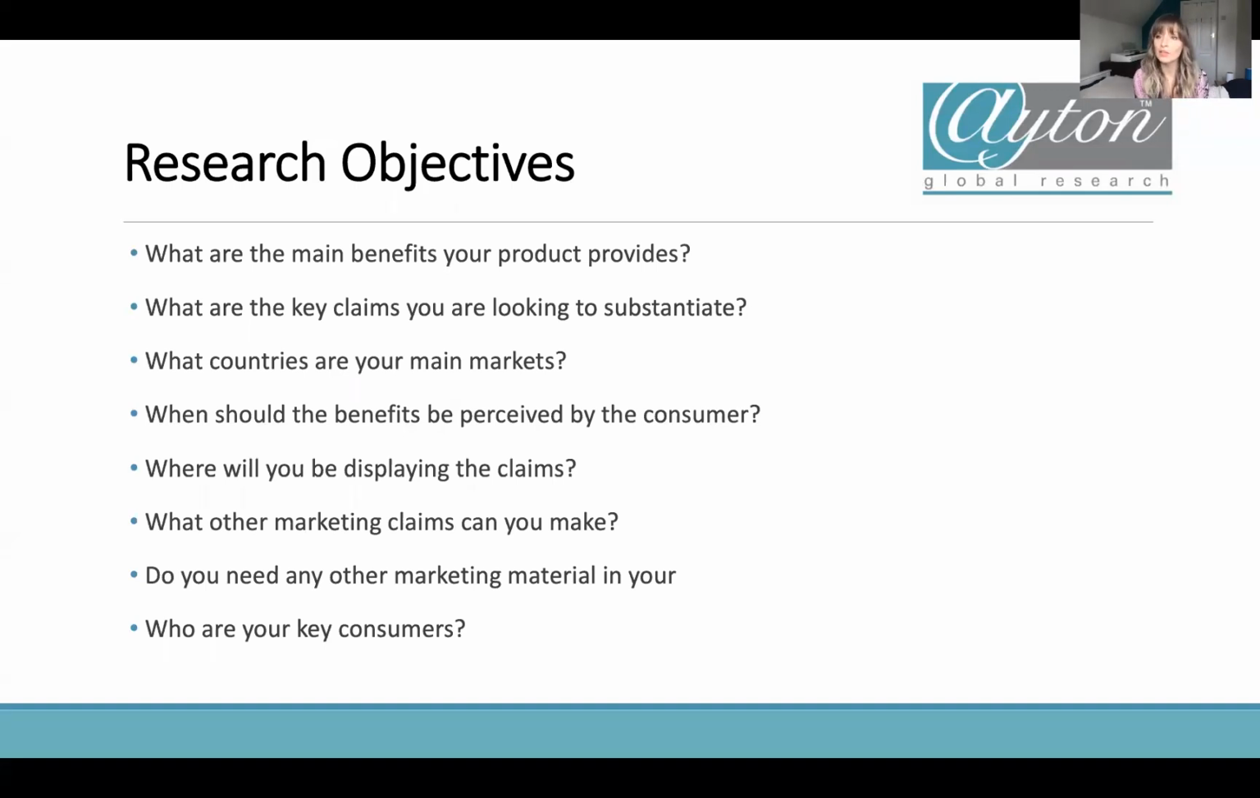Then think about when the benefits should be perceived. Essentially this will drive our study duration. A lot of people say, I've got this product, how long do I test it for?